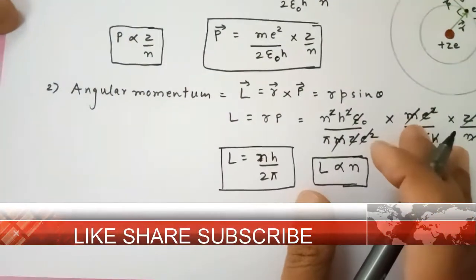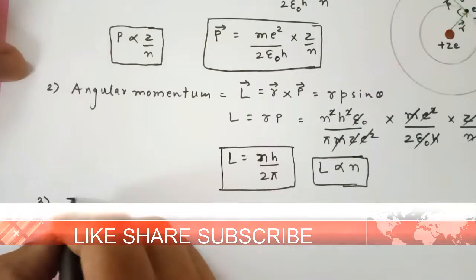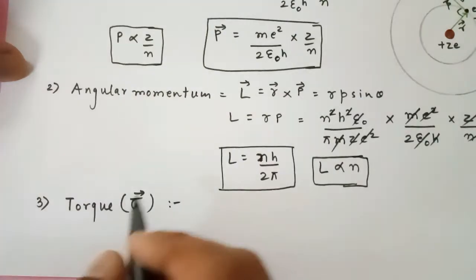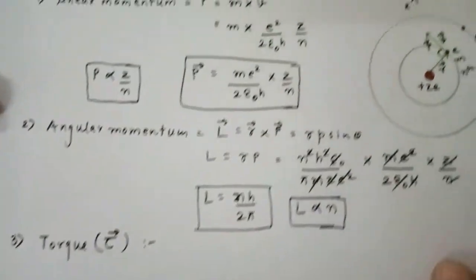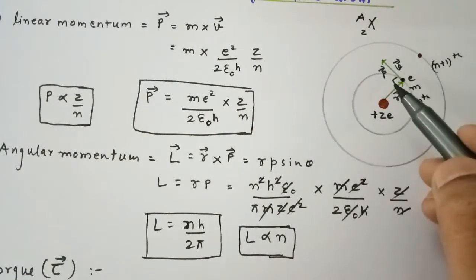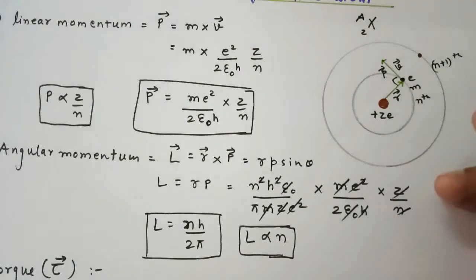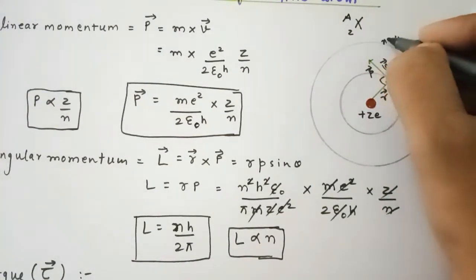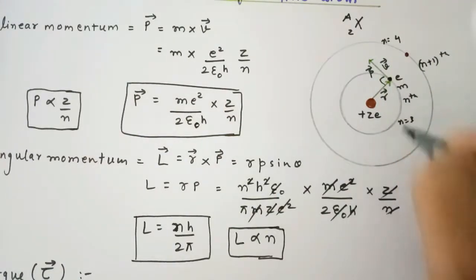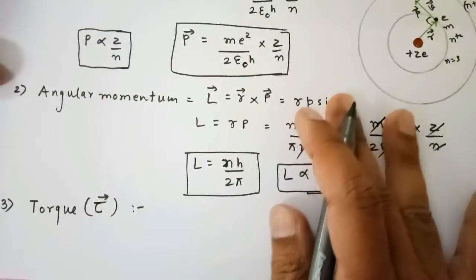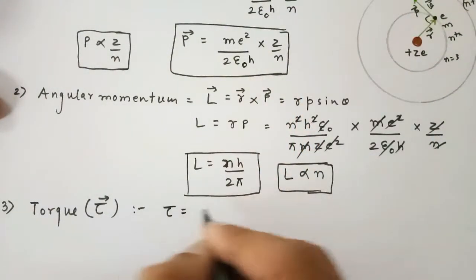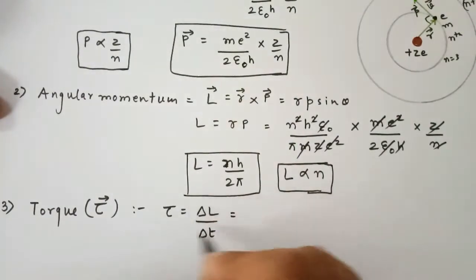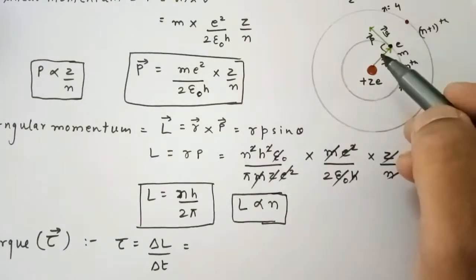Now the last one is the torque. Now torque only comes into the picture, tau, again a rotational motion quantity. This only comes into the picture when an electron jumps from a higher orbit to a lower orbit, or an electron goes from a lower orbit to a higher orbit, right? Okay, suppose I consider this as the fourth orbit, n is equal to 4, and I consider n is equal to 3. Now as per this equation, we know that torque is equal to delta L by delta T. So delta L is the change in the angular momentum when an electron jumps from 4 to 3.